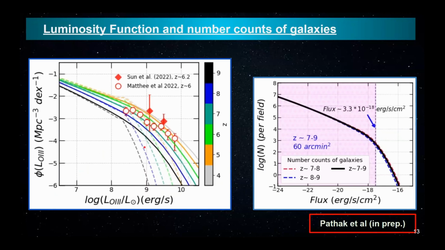Then, based on our luminosity function, I calculated how many galaxies we are going to observe for the FRESCO survey for the redshift range of 7 to 9 and for the given area. For now, we believe that it will be around 330 to 400 galaxies which we can observe. That's all. With this, I can come to my conclusion.